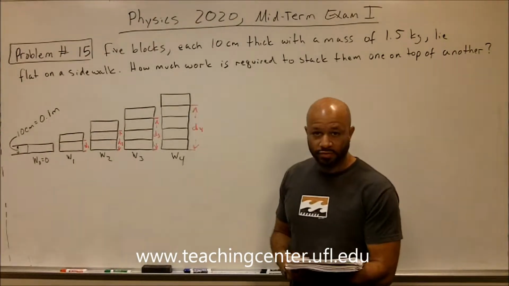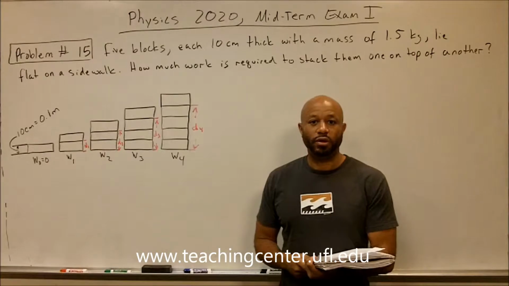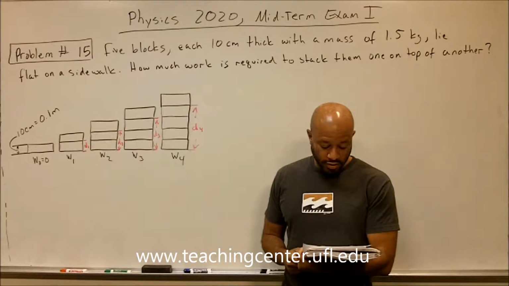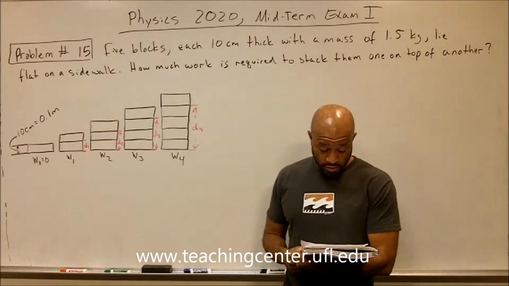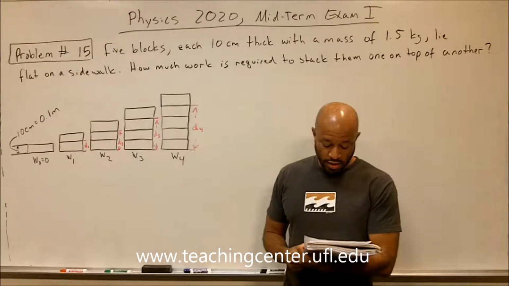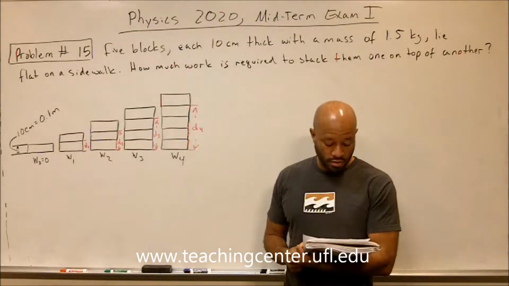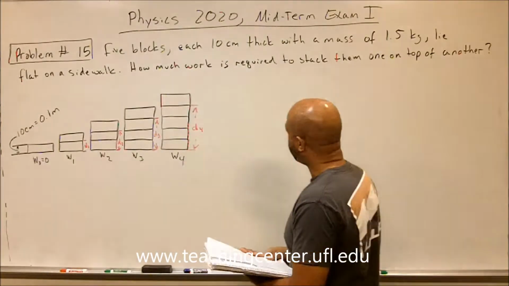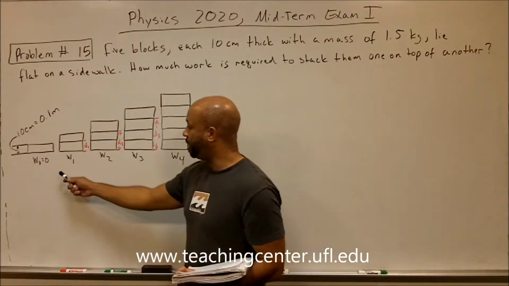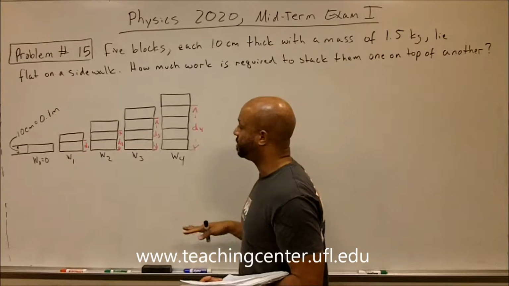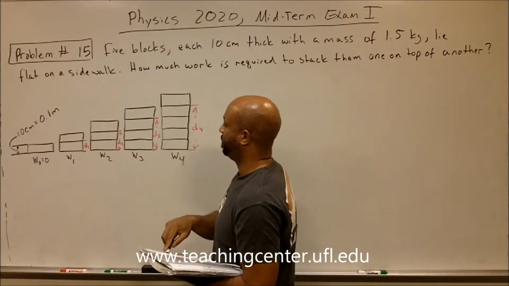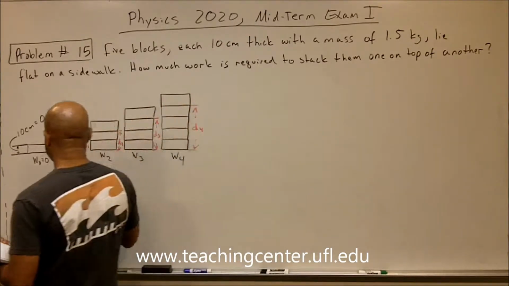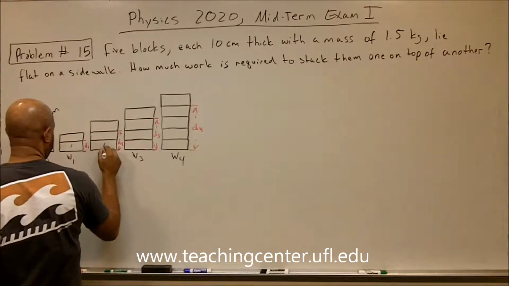I'm going to work through problem number 15 for midterm exam 1, physics 2020. And this problem says 5 blocks, each 10 centimeters thick, with a mass of 1.5 kilograms, lie flat on a sidewalk. How much work is required to stack them one on top of another? Alright, so I've drawn a little illustration here of the problem statement. Basically, we have 5 blocks, and we want to stack them on top of each other. And we want to determine how much work it is going to take to actually stack the blocks on top of each other.